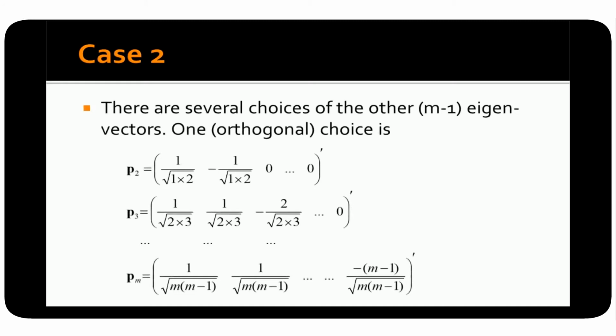The remaining eigenvectors can be obtained orthogonal to this. Mind you, the remaining would have m minus 1 linearly independent vectors, and you can always orthogonalize them. There are several choices for the remaining eigenvectors, and one of the very standard ones is taking p2 to be 1 by root over 1 into 2, minus 1 by root over 1 into 2, and the remaining 0; p3 equal to 1 by root over 2 into 3, 1 by root over 2 into 3, minus 2 by root over 2 into 3, and the remaining 0, and so on and so forth. Each of these is now orthogonal to the others, but there are several other choices as well.